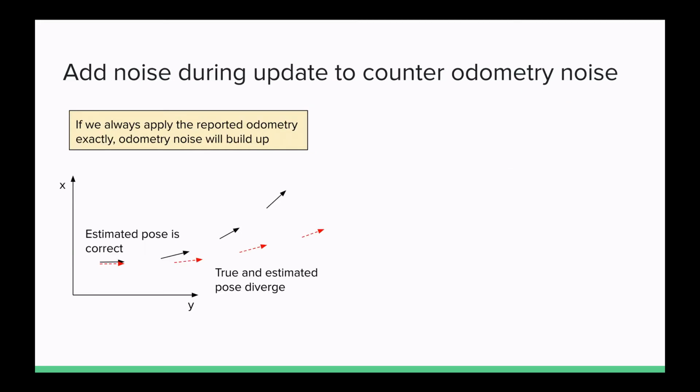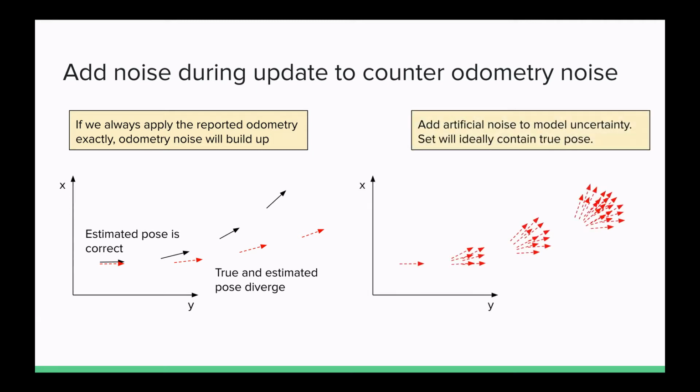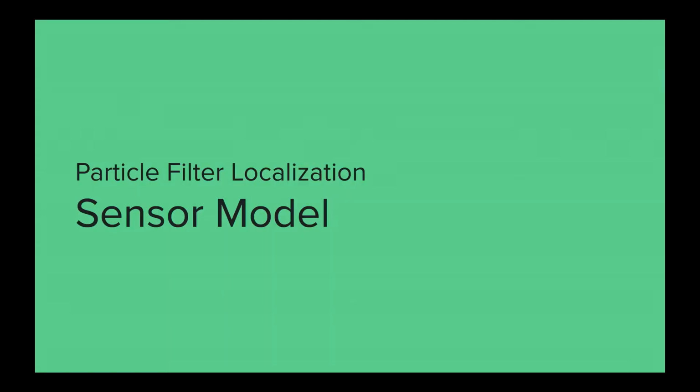Now, simply applying the odometry to the particles will result in a buildup of noise from the odometry sensor in the car. Even a correct pose estimate will diverge from the ground truth eventually. The solution is to add artificial noise so that our set of particles will model the uncertainty in measurement. If enough noise is added, one of the particles should be close enough to the true pose, shown in black. Now, this set of particles will diverge really quickly, so Andy will talk about the sensor model, which will use observations to choose the most useful particles to keep.